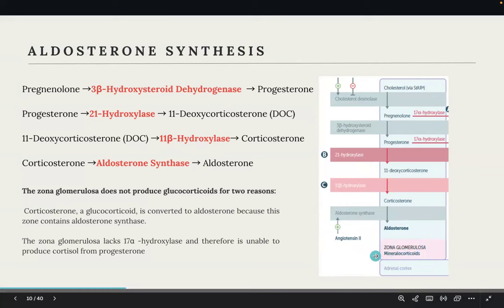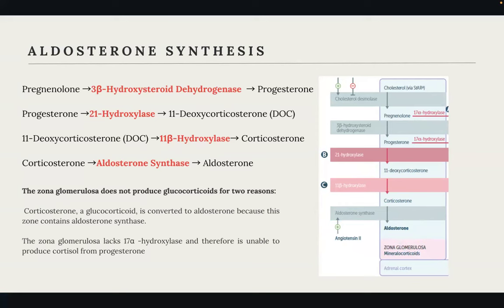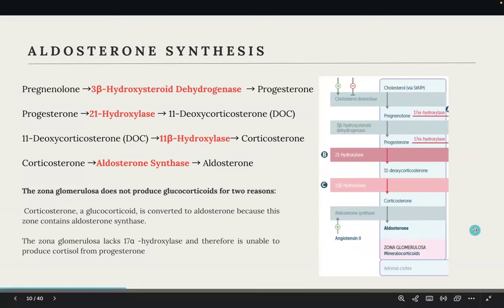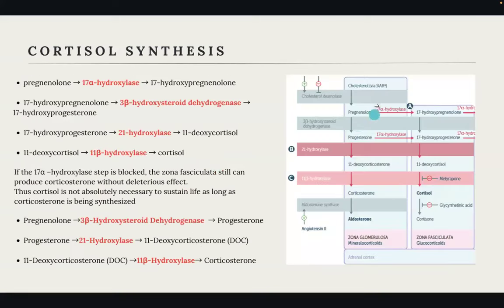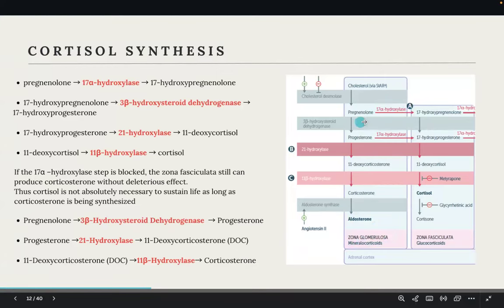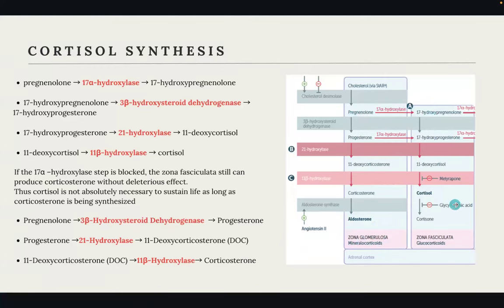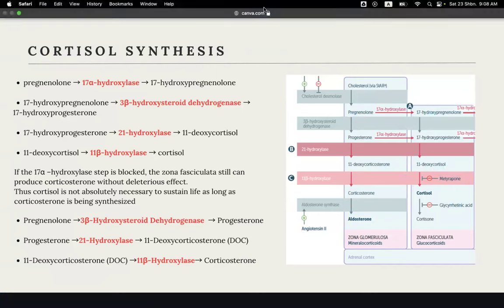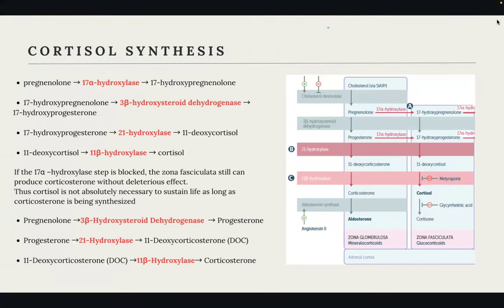zona glomerulosa. Another reason is that we don't have 17 alpha hydroxylase in the zona glomerulosa. You just don't. So you can't do the pathway to then become cortisol. So it's not possible to create glucocorticoids. Again, look at it here. I don't have 17 alpha hydroxylase in the zona glomerulosa. This means that I can't just do this pathway to create cortisol. I hope that made sense.